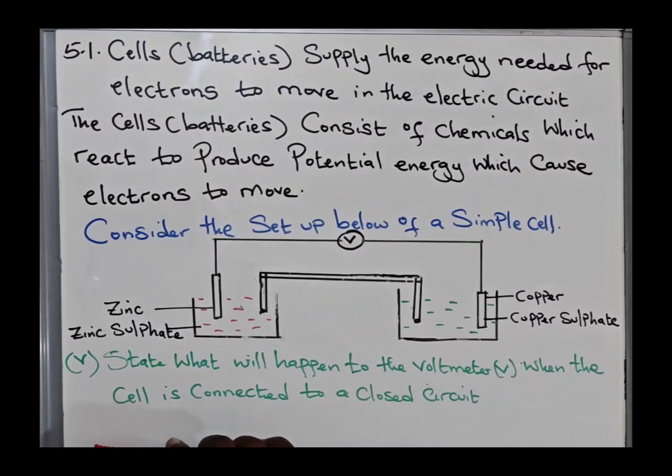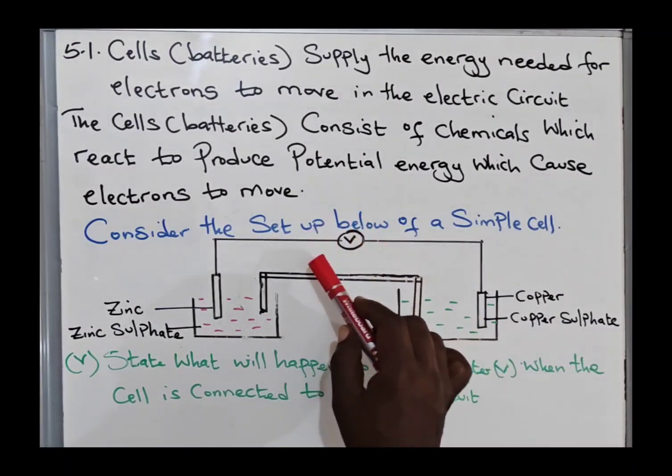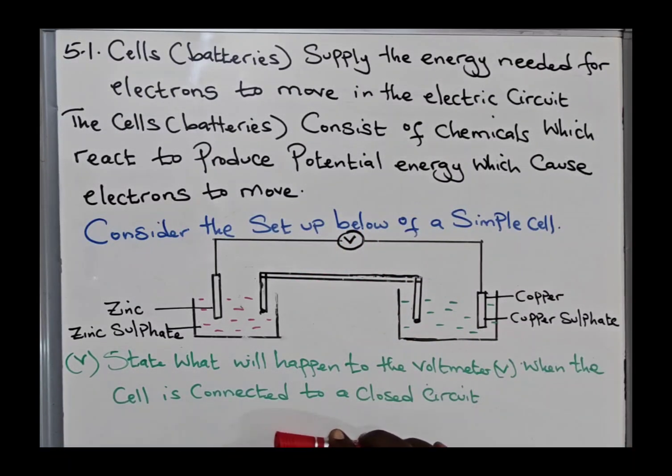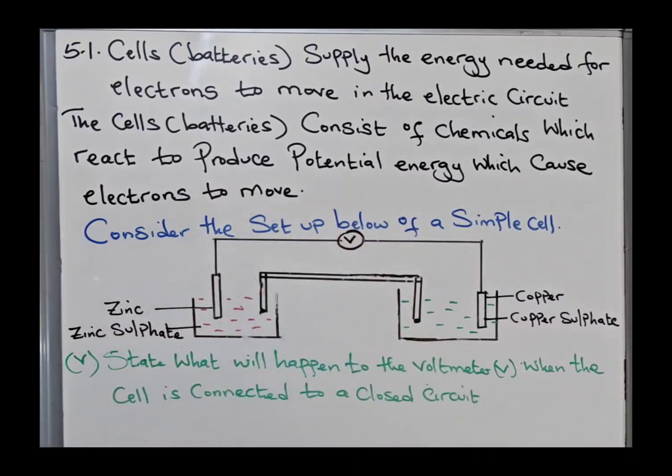Now we come to this one. It says, state what will happen to the voltmeter V when the cell is connected to a closed circuit. This is the V, which is the voltmeter. Closed circuit means the cell is delivering potential energy. What will happen is that the voltmeter will give a reading. It will indicate a reading.